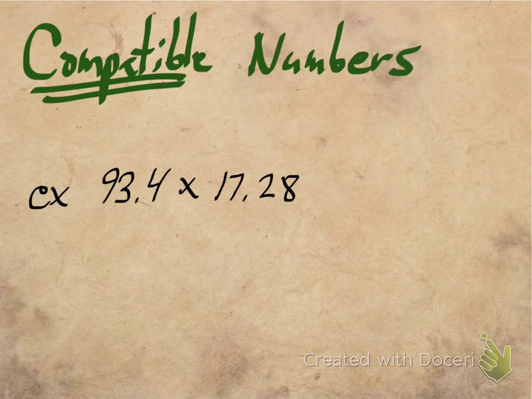A good example of using compatible numbers, 93.4 times 17.28. Well, if I just round like I did the previous examples and round these to the nearest whole number, I get 93 times 17. All right, that's a little easier. I don't have the decimals anymore, but I don't know what 93 times 17 is. And I've been doing math a really long time.